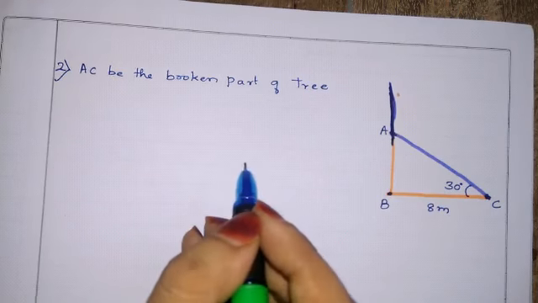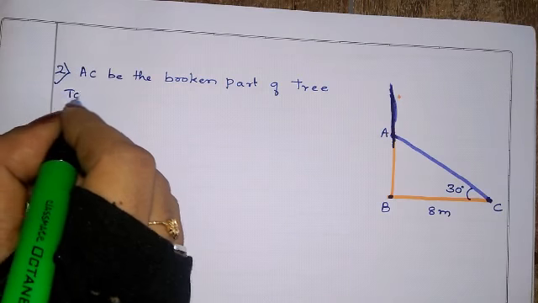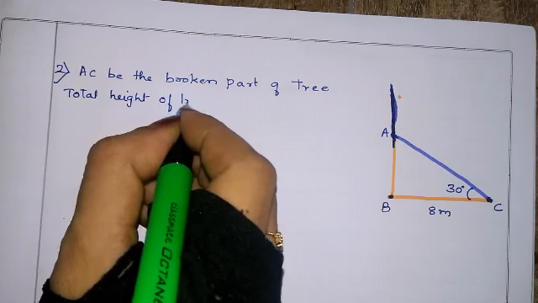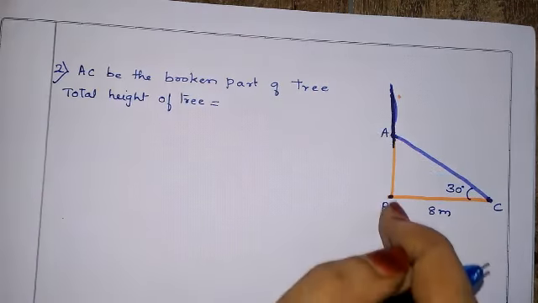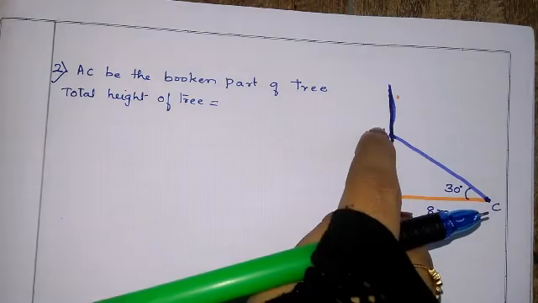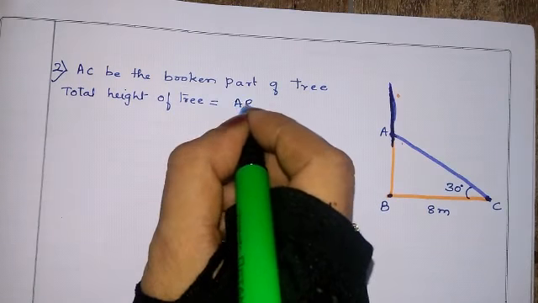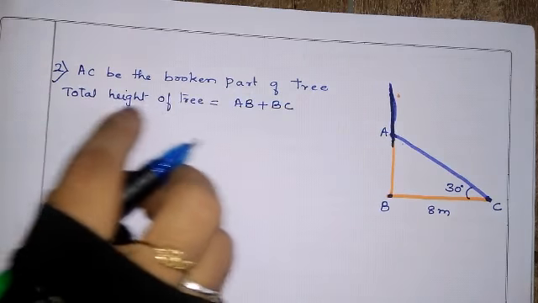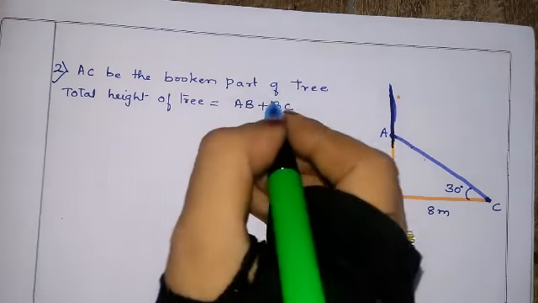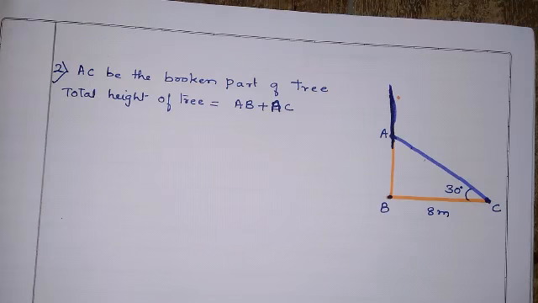So the total height of the tree is now what? Total height of the tree is, we know the tree was fully standing, it broke down and it touched here. AB plus AC is the full height of the tree. So we have to find the height of the tree, that is AB plus AC we have to find. Sorry, not BC, AC. AB, AC. We have to find this.